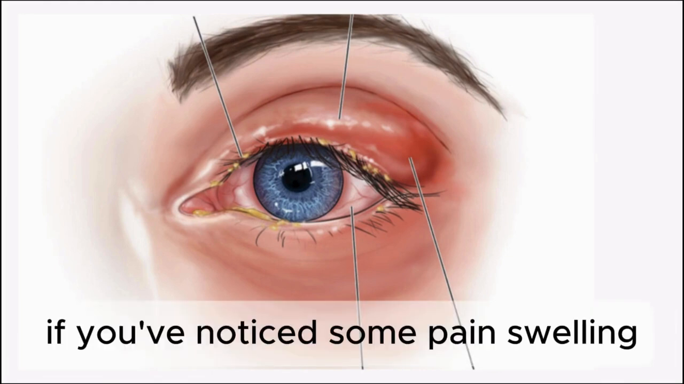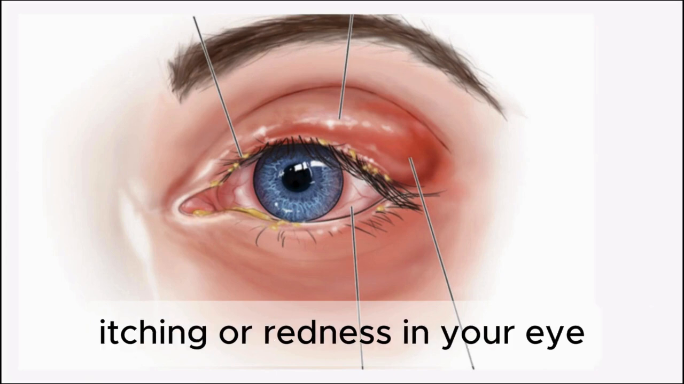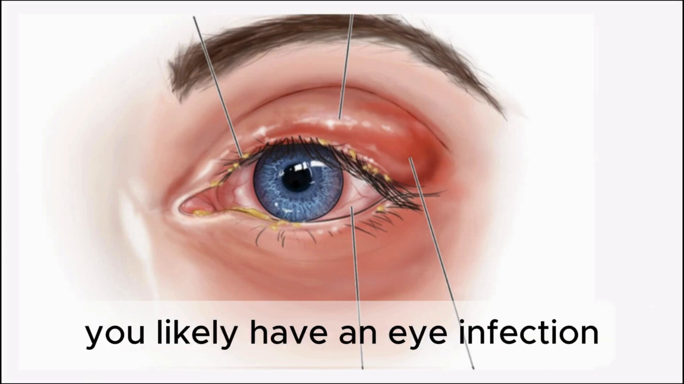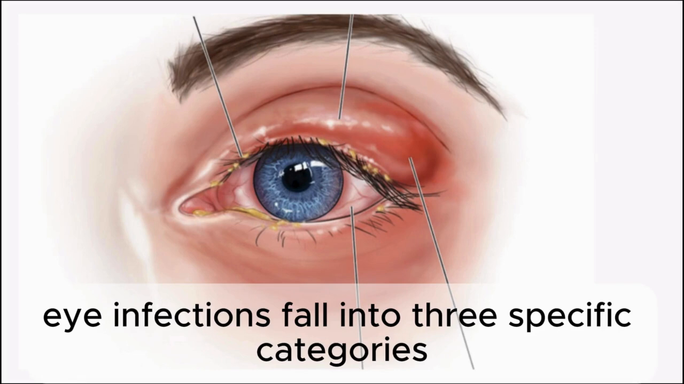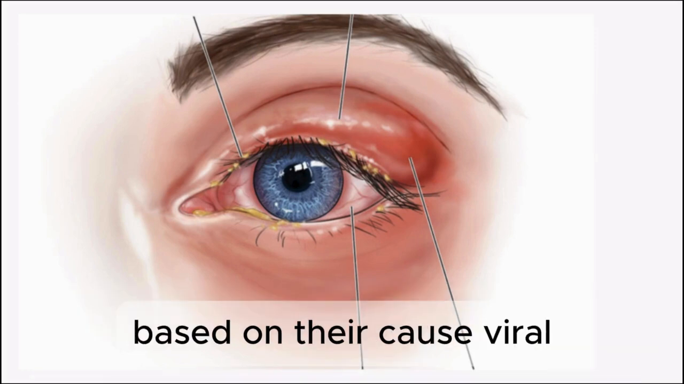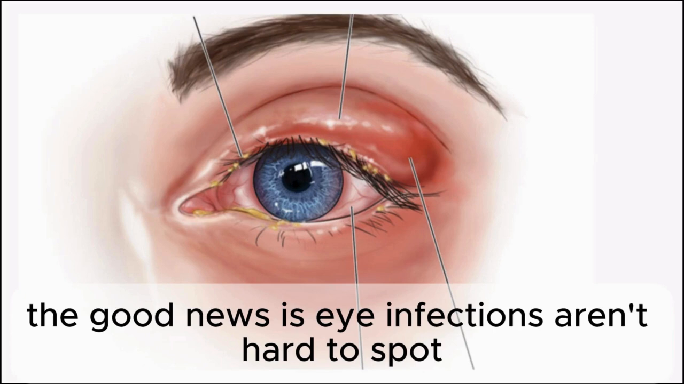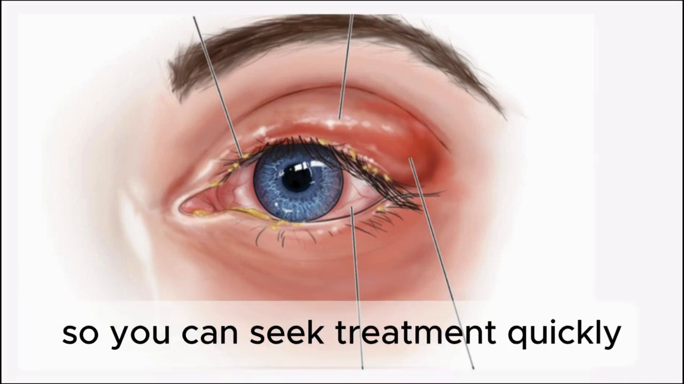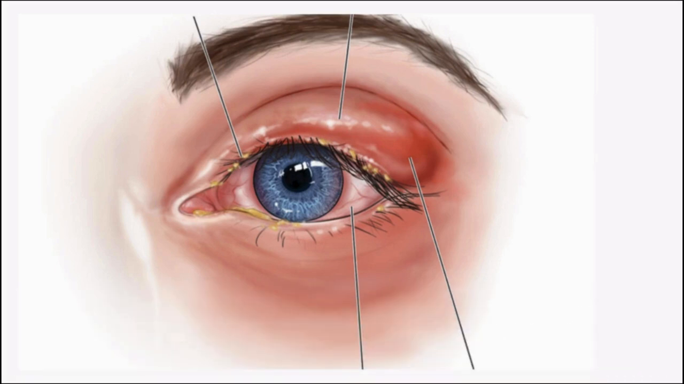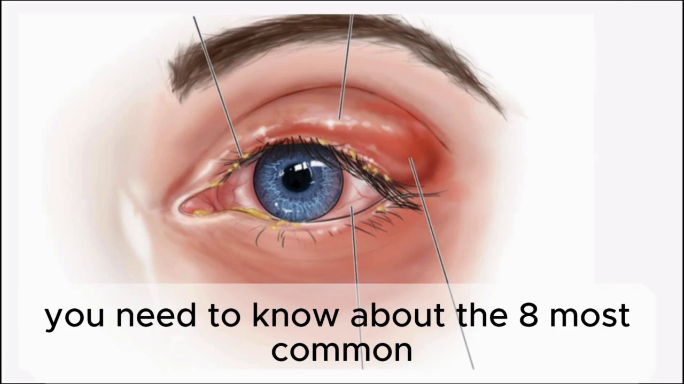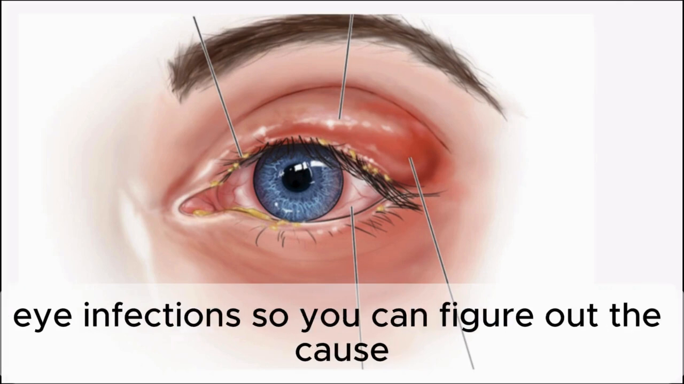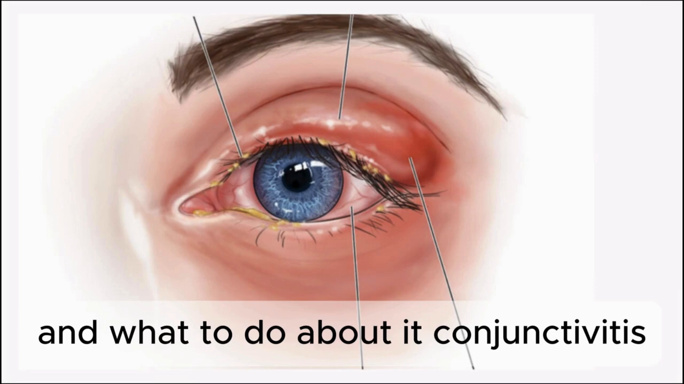If you've noticed some pain, swelling, itching, or redness in your eye, you likely have an eye infection. Eye infections fall into 3 specific categories based on their cause: viral, bacterial, or fungal, and each is treated differently. The good news is eye infections aren't hard to spot, so you can seek treatment quickly. Here's everything you need to know about the 8 most common eye infections so you can figure out the cause and what to do about it.